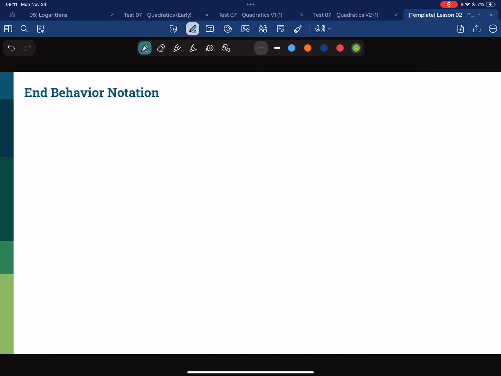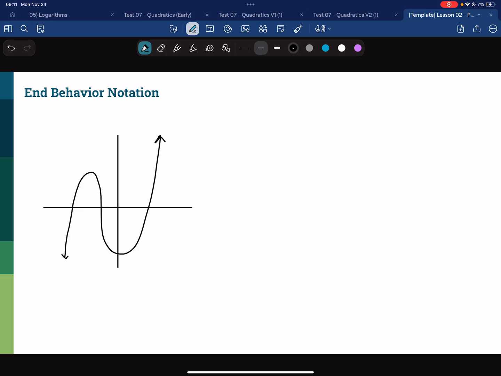Now, end behavior does get a specific notation. In this, I'm going to borrow my cubic again, just like what we saw in that do now. If I just picture a graph here, that's like what we saw in our do now. And we know we have our x-axis and our y-axis. Let's call this my polynomial p of x. So there is a very specific end behavior notation that can arise as we go through.